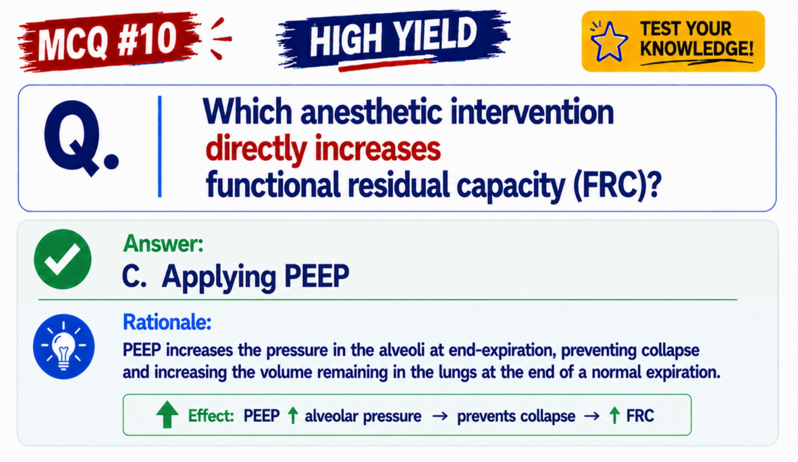Normal or elevated, restrictive. FRC, air remaining after tidal expiration, your oxygen reservoir during apnea, decreased by supine position, obesity, pregnancy, and general anesthesia. FRC is greatest standing, lowest supine. Emphysema increases FRC via decreased lung elasticity. PEEP, the only anesthetic intervention that directly increases FRC, recruits alveoli, splints airways, partially restores anesthesia-induced FRC reduction.